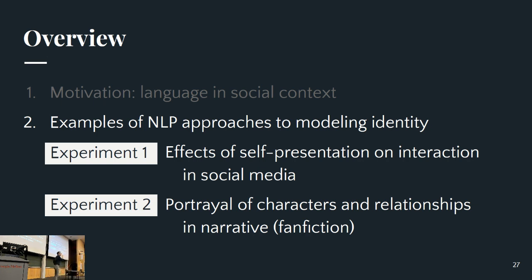All right, so now I'll move into a little bit of my own work, giving you some examples of NLP approaches specifically to modeling identity. All right, so a little bit of background.